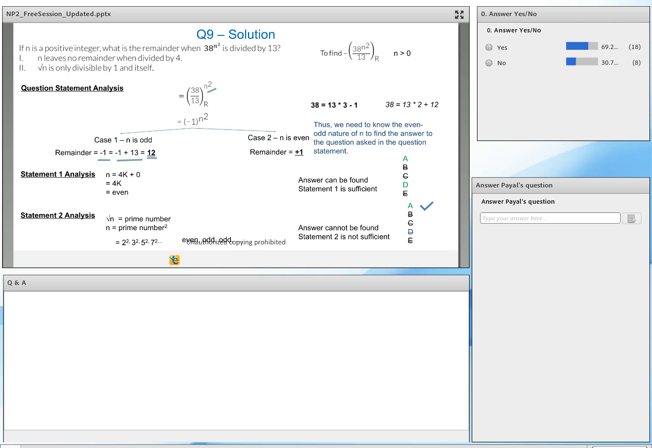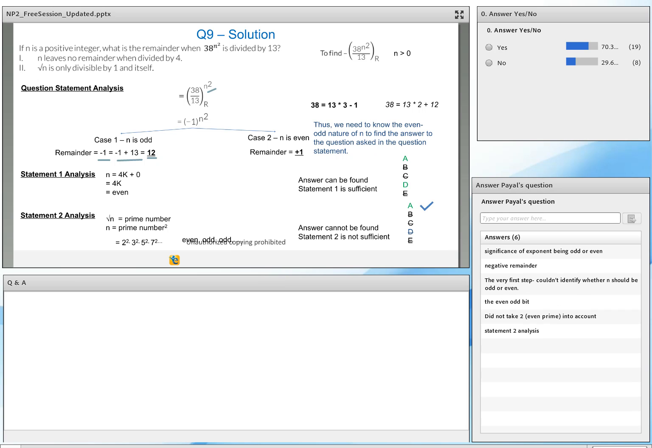So tell me, where did you falter in this question? Statement 2 analysis, significance of the exponent being odd or even, did not take 2. Okay. All right. And this is a very, very important analysis that I'm going to show you right now.